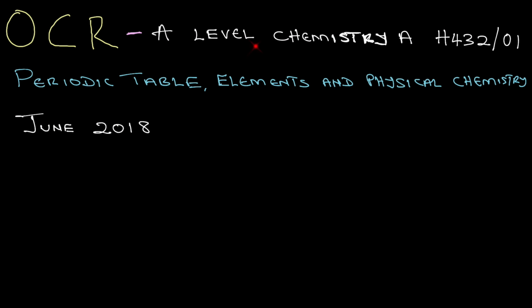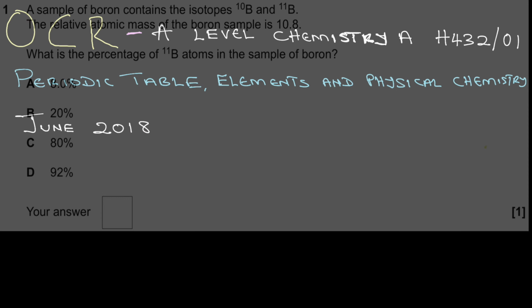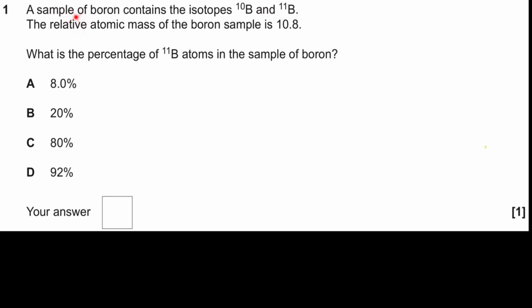OCR A-Level Chemistry A, Periodic Table, Elements and Physical Chemistry, June 2018. Question 1. A sample of boron contains the isotopes B10 and B11. The relative atomic mass of the boron sample is 10.8. What is the percentage of B11 atoms in the sample of boron?